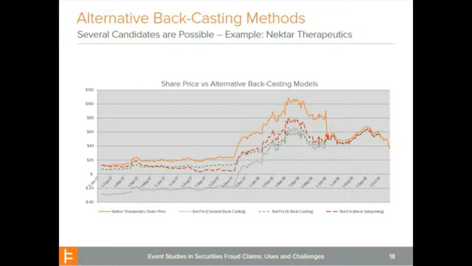But it's worth mentioning that these approaches are not actually that widespread yet. For the most part, a lot of courts are still relying on this constant backcasting, despite the issues you talked about.